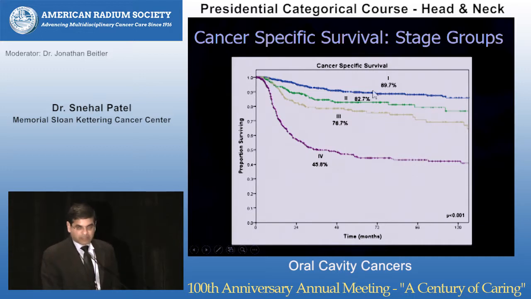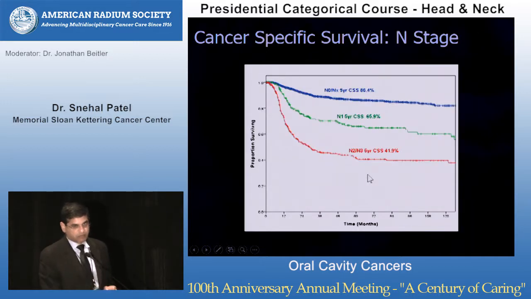As you would expect, early stage tumors do better. Stage 1 and stage 2 do better than stage 4 tumors. And this is largely driven by the impact that nodal metastasis has on survival. So if you have positive nodes in the neck, the survival drops by almost 50% if you have N2 and N3 disease in the neck compared to N0.